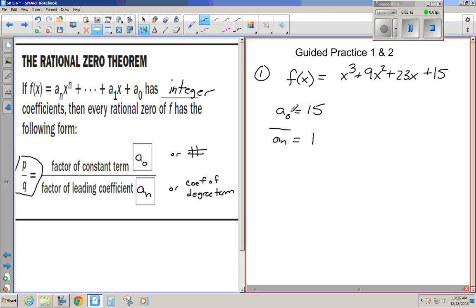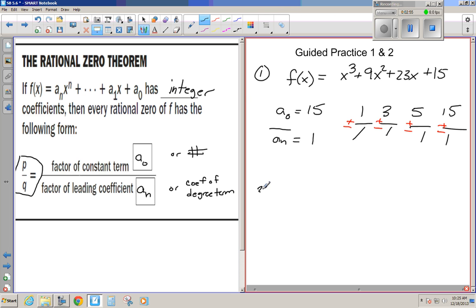So basically, what you've got going on here is you have that 15 is 1, 3, 5, and 15. Those are all of the factors of the constant term. You then also have the factors of 1, which just happen to be 1. And one thing you're all going to want to make sure you remember is that factors could be positive or negative. These are the possible zeros.